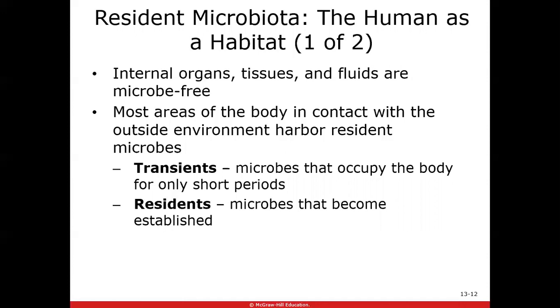And we'll talk about what it means in terms of the outside environment of our body. So you have transient microbes. Those are microbes that occupy the body for only short periods. Then you have resident microbes. These are microbes that become established. This is where they live.